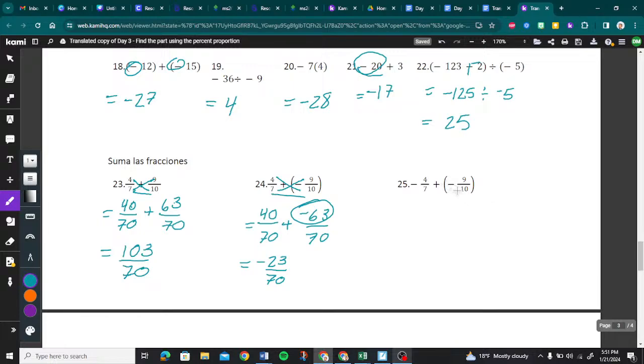And then finishing this up, again, 4 times 10 is 40. 7 times 9 is 63. This is negative, that's negative. Over 70, because 7 times 10 is 70. These two numbers have the same sign, so we add them together. So this is negative 103 over 70.